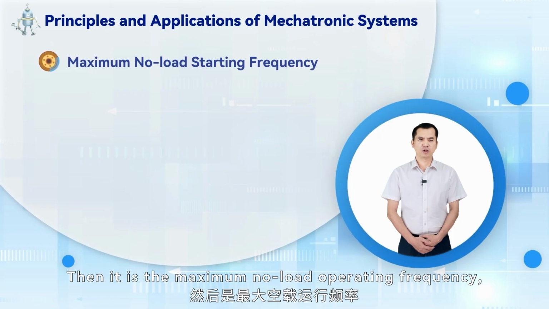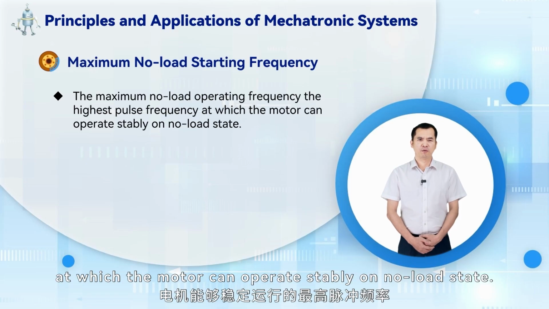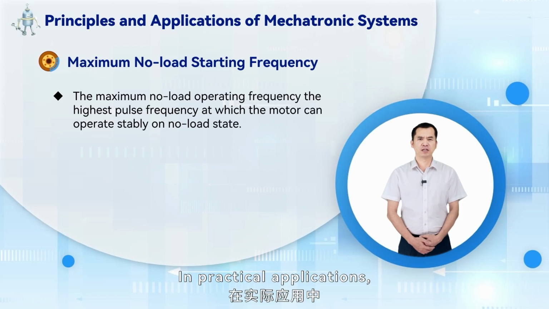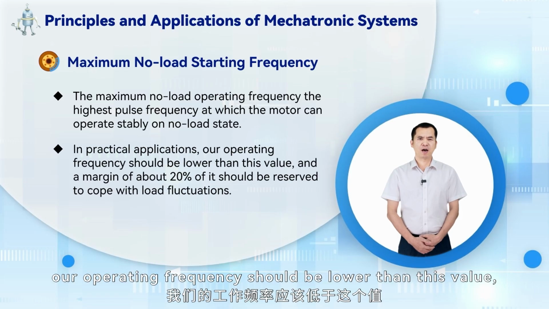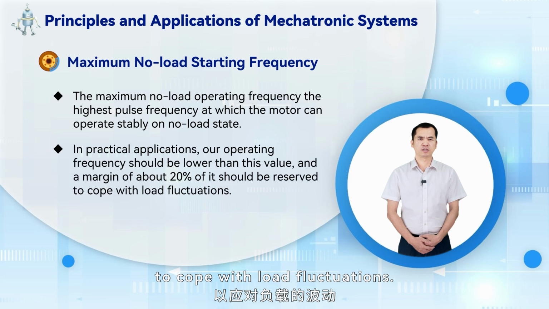Then it is the maximum no-load operating frequency, that is, the highest pulse frequency at which the motor can operate stably in the no-load state. In practical applications, our operating frequency should be lower than this value, and a margin of about 20% of it should be reserved to cope with load fluctuations.